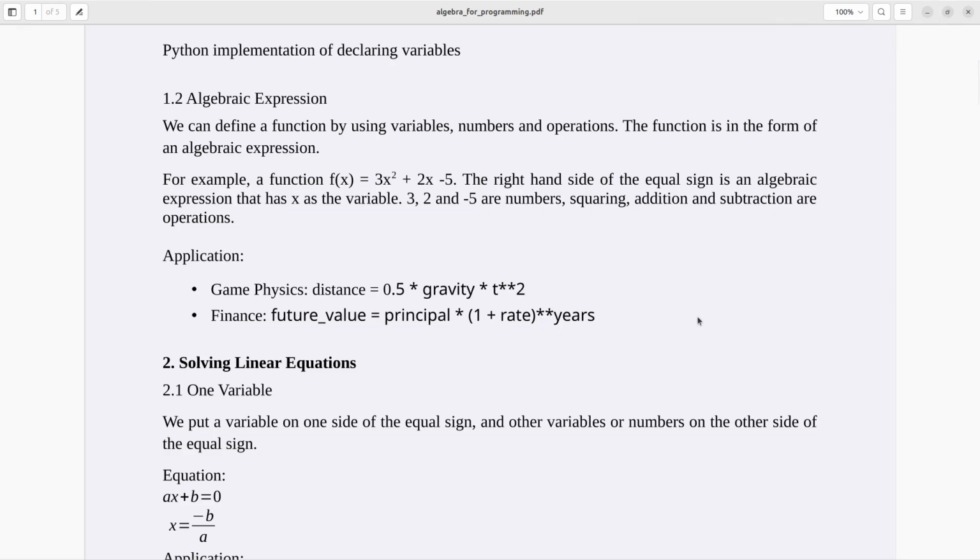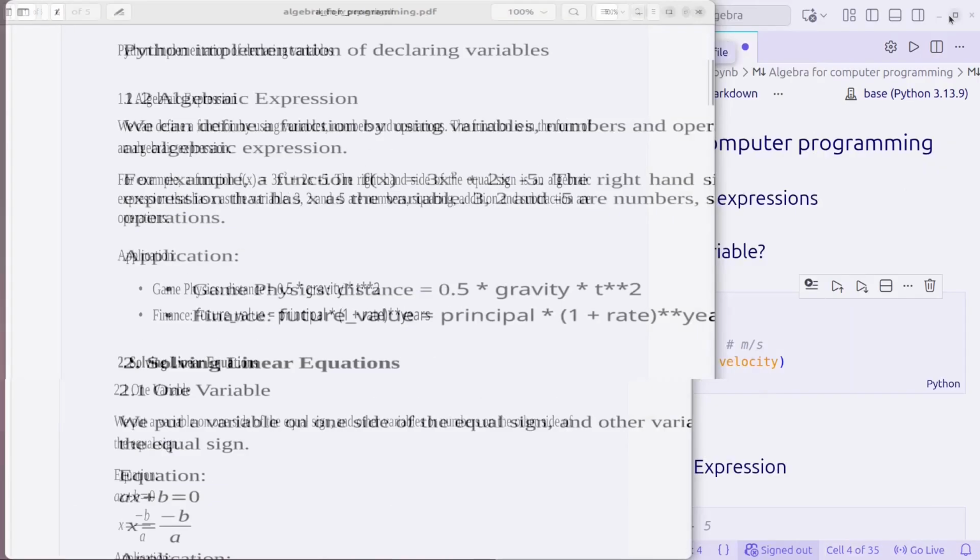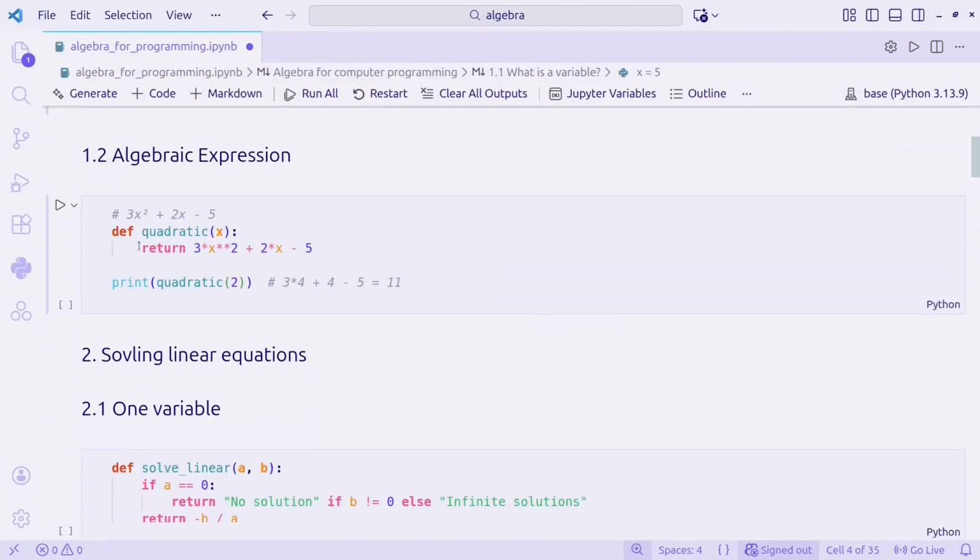So let us see how we can use Python to represent an algebraic expression. We can make a function to denote an algebraic expression. I just enter a quadratic equation into the function. This x can be any number that will be put into the function, and then the function is able to evaluate the value of the function when x is given. So when x is equal to 2, I will be able to get 11 from the quadratic function.